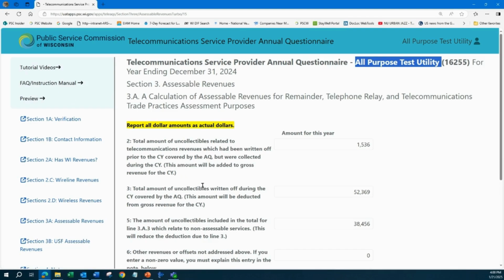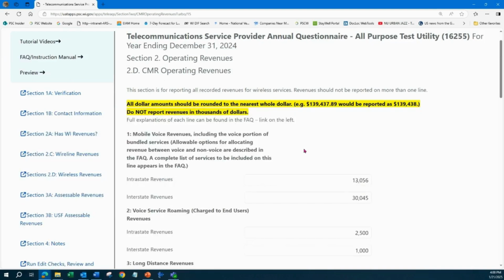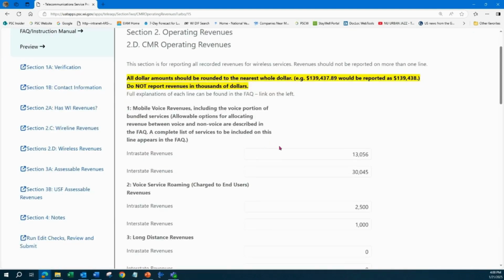So, start off, we are in section 2D, and the first one is one of the major sections. This is voice revenues. It includes traditional voice. It includes the voice portion of bundled services. So if you are offering basic cellular service that includes voice, video, and data, and text messages and so forth, all as part of a bundled service, then you split out the voice portion for that.